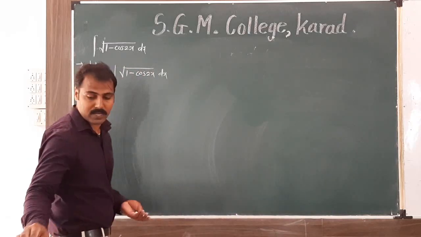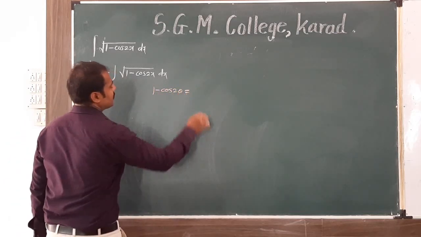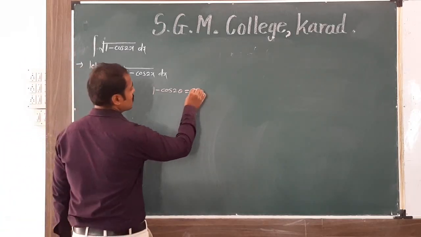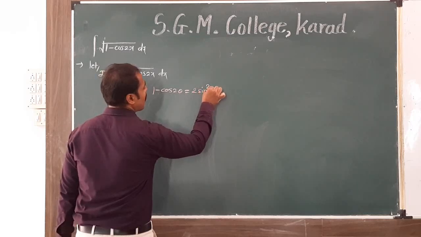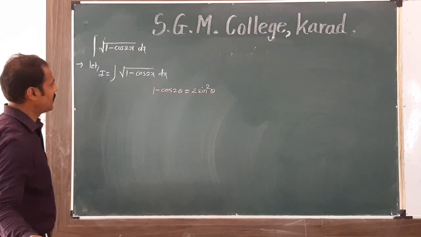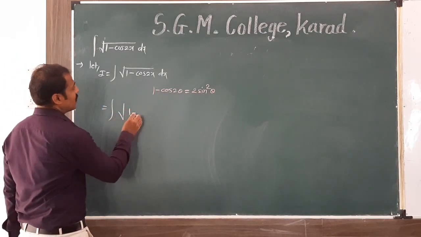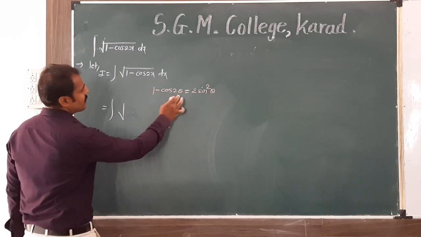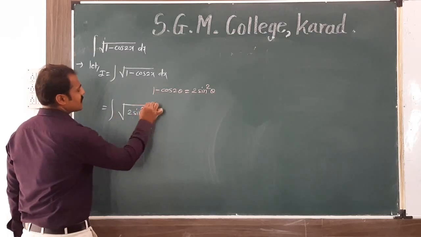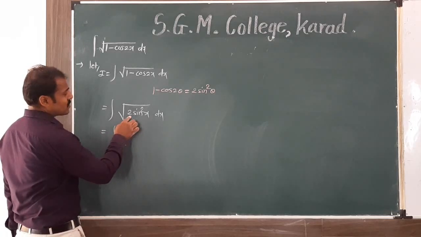We know that 1 minus cos 2 theta is equal to 2 sin square theta. 1 plus cos 2 theta is 2 cos square, 1 minus cos 2 theta is 2 sin square, of half of the angle. Here is 2 theta, so 2 sin square theta. So the integration becomes I is equal to the square root of 1 minus cos 2x. Instead of 1 minus cos 2x, I can write 2 sin square x dx, which is equal to the integration of, here 2 is constant.